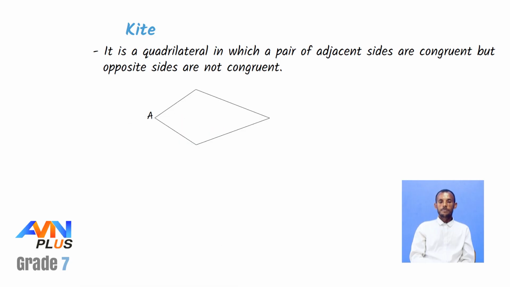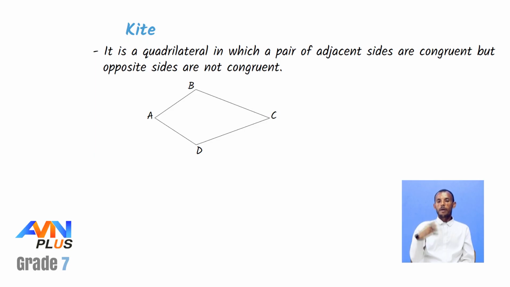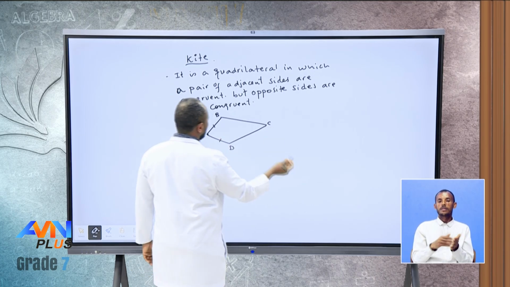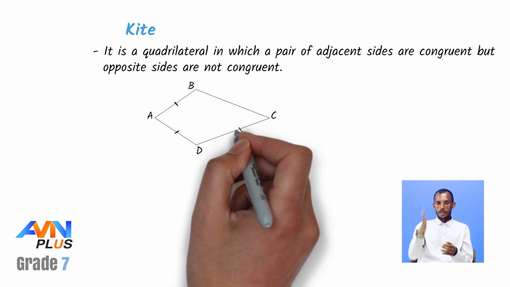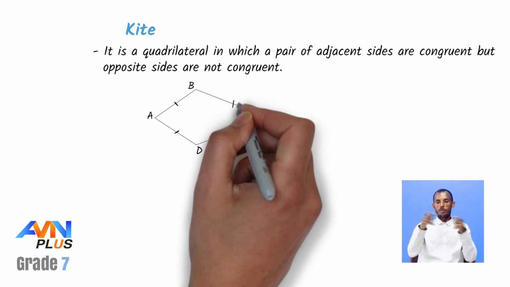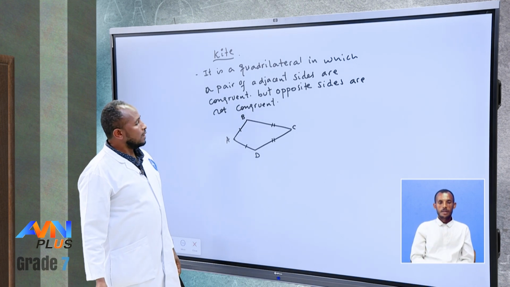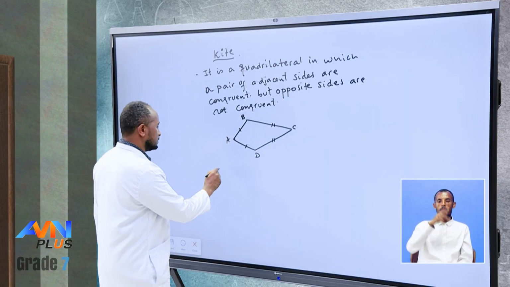So a kite has this form. This is a kite, ABCD. A pair of adjacent sides, side AB and side AD, are adjacent. These two are congruent, and on the other side BC and CD are also adjacent sides. They are congruent, but the opposite sides may not be congruent. Therefore, this is a kite. Now we can list the properties of a kite.